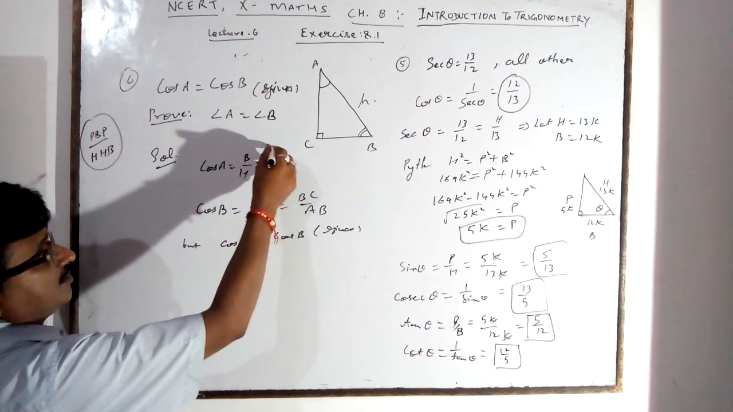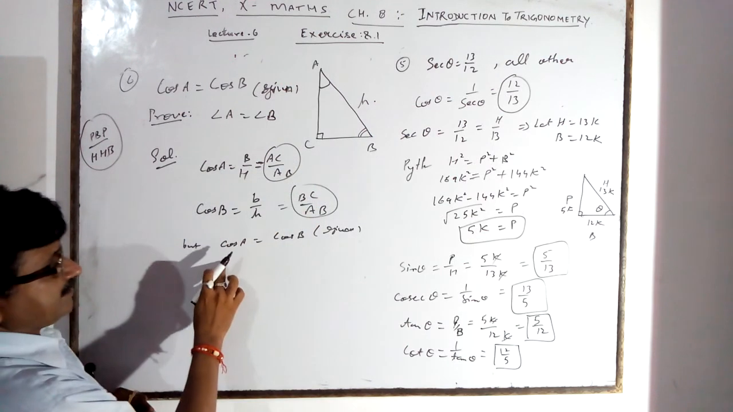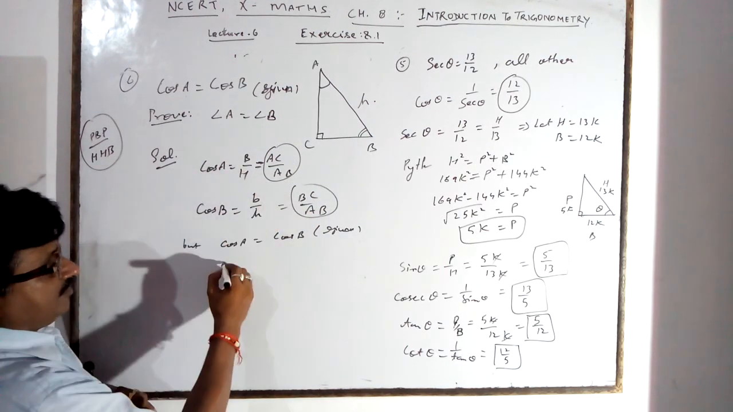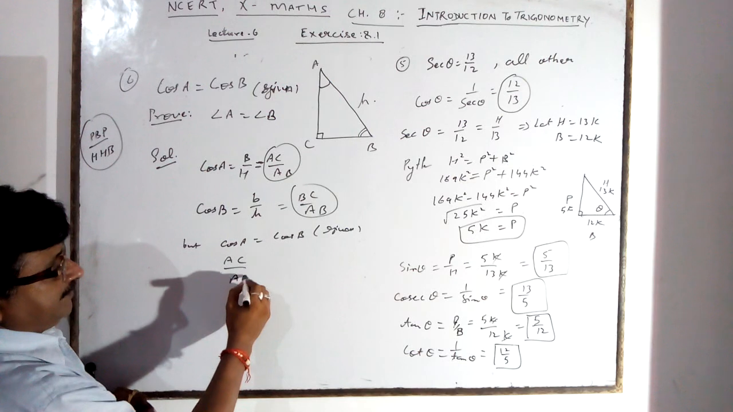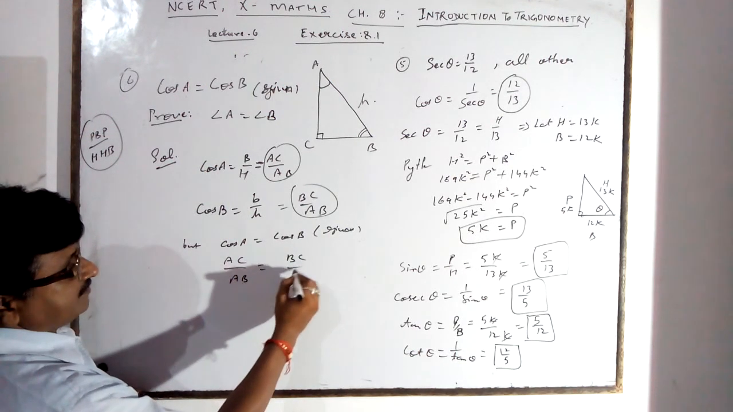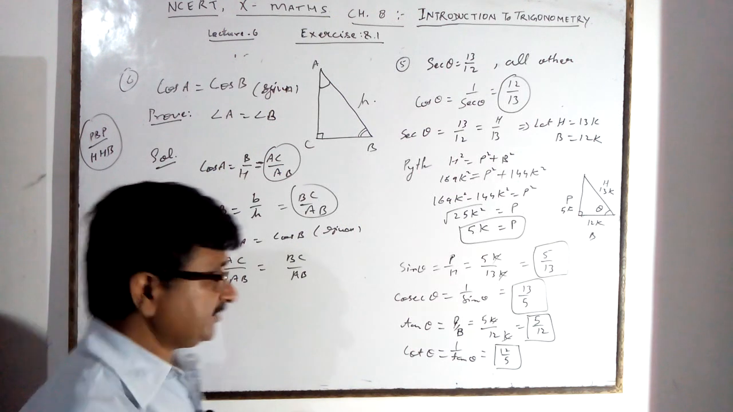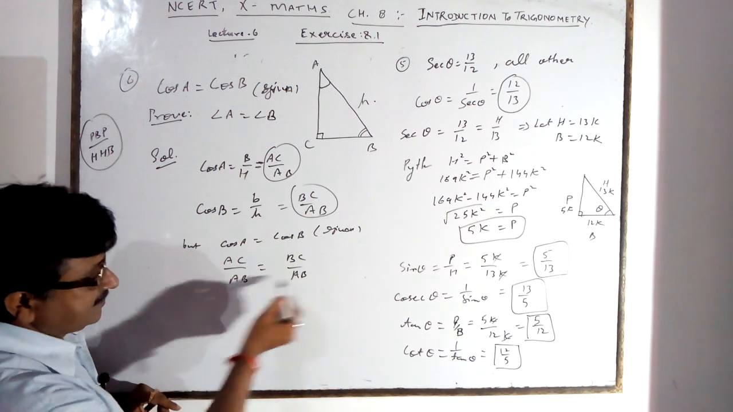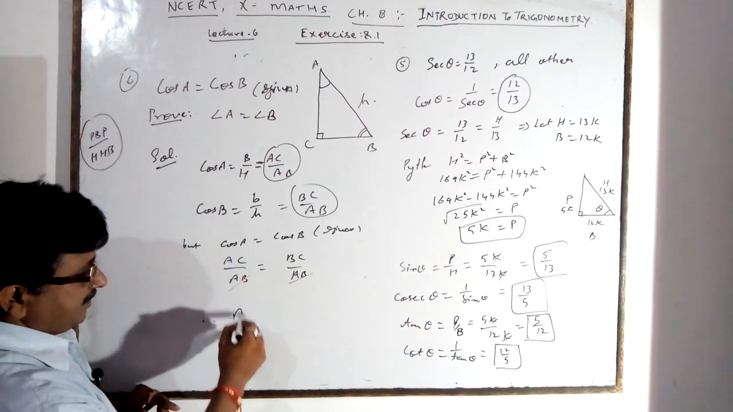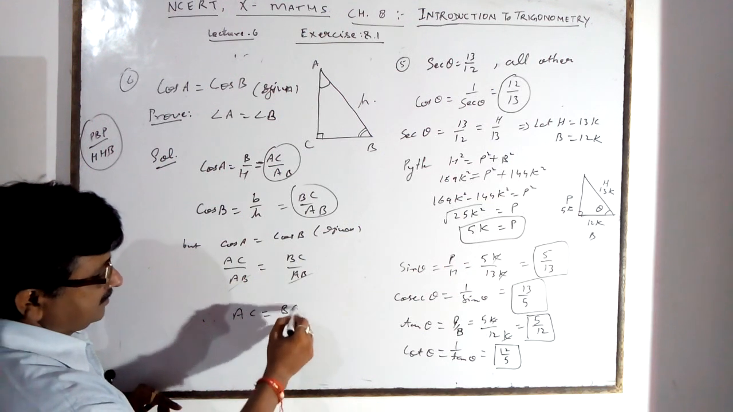Now what will you do? Put these two values at the place of here. What will you write here? AC by AB is equal to BC by AB. Both the side denominators are equal. We know that if the denominators are equal, you can cancel it. So AC is equal to BC.